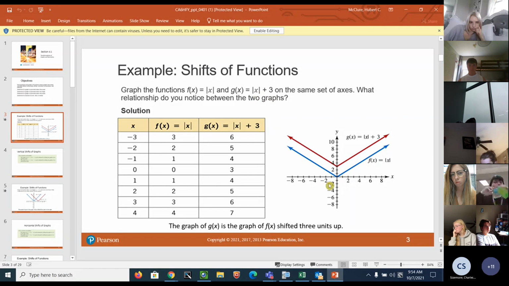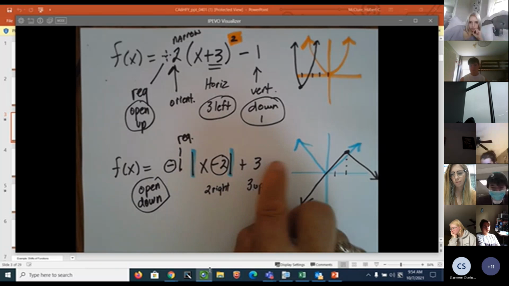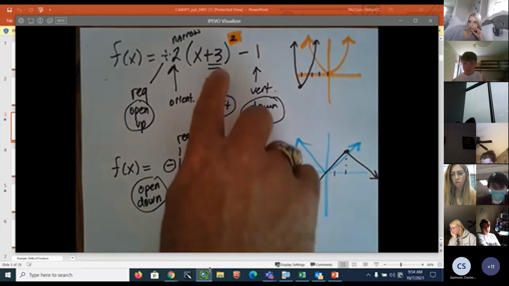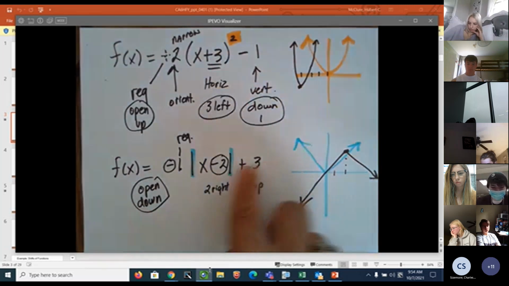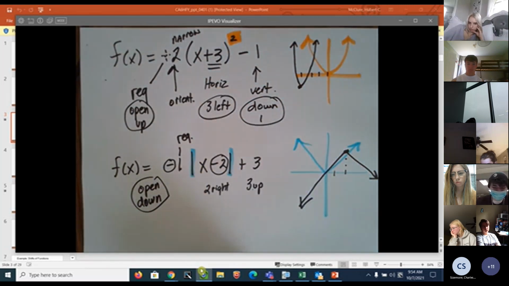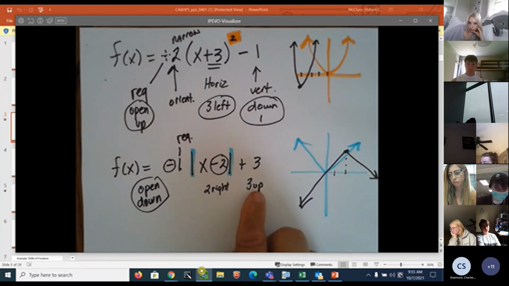So in this case, there is no horizontal shift because there's no number attached to the x inside the absolute value marks. When I did that a while ago, the 2 is inside the absolute value marks. That's the horizontal shift. The 3 is outside the parentheses. The 1 is outside the parentheses. The 3 is outside the brackets. Anything outside the actual function is the vertical shift.